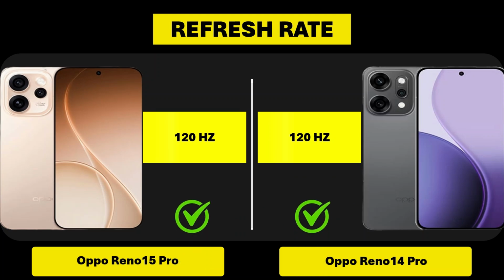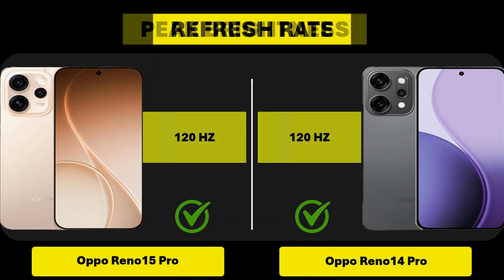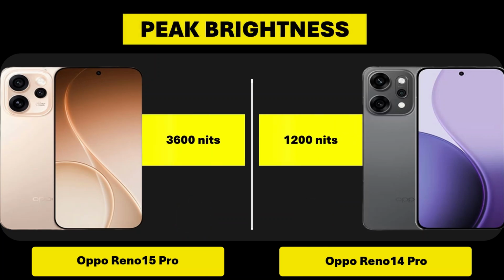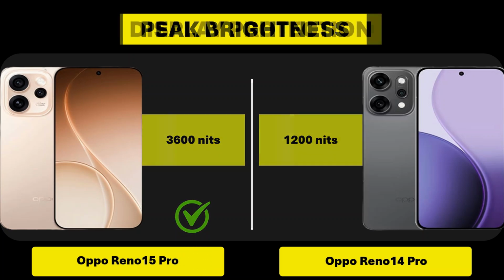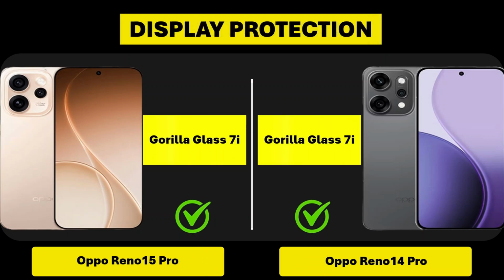Both phones support a smooth 120Hz refresh rate. The Reno 15 Pro reaches up to 3,600 nits, while the Reno 14 Pro goes up to 1,200 nits. Both phones come with Gorilla Glass 7 eye protection.